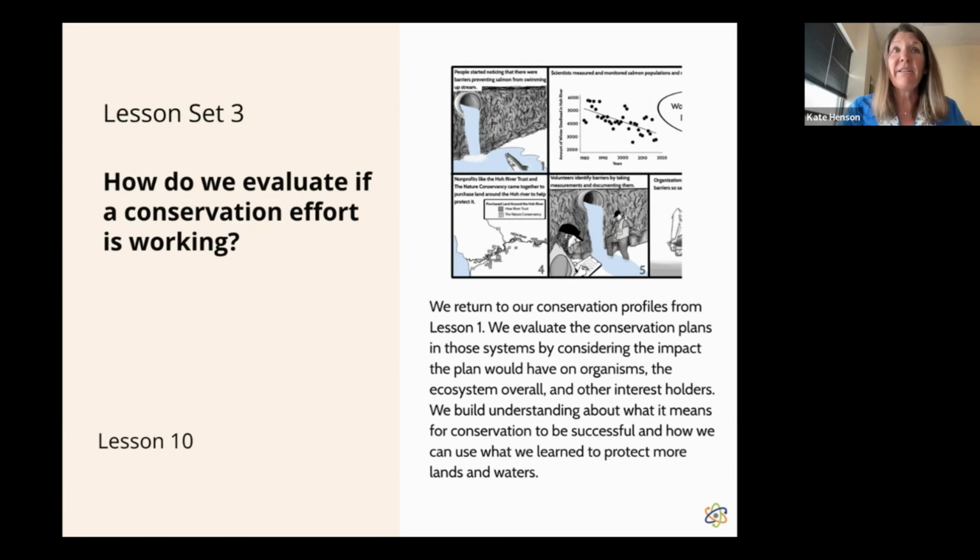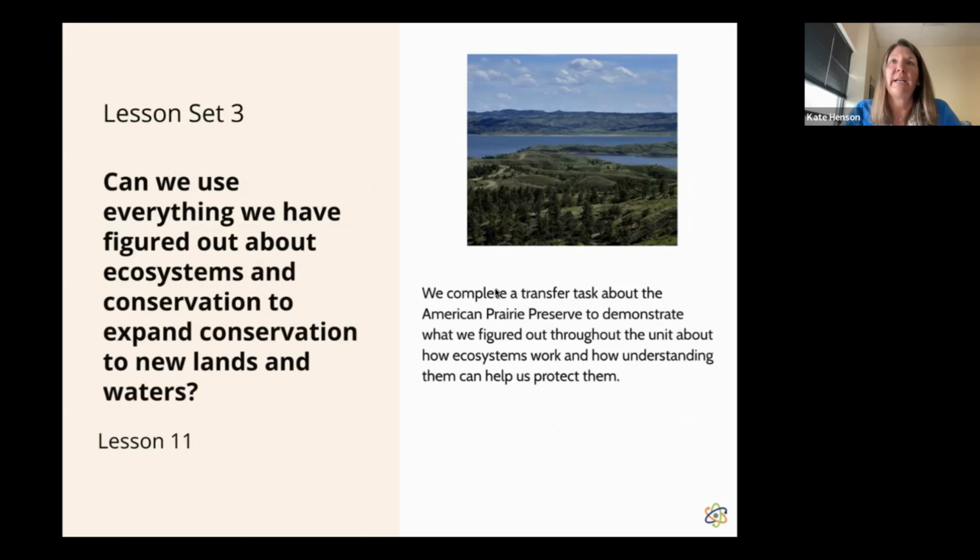And that leads us to the end of the unit where students engage in a final transfer task where they think about how adding new conservation lands through looking at the American Prairie Reserve, which is trying to connect disconnected prairie lands across Montana, could contribute to the 30 by 30 initiative by adding new lands to conservation and bringing together everything that they figured out across the unit to grapple with this situation of what's happening there in Montana. So that is the unit in a very small nutshell.